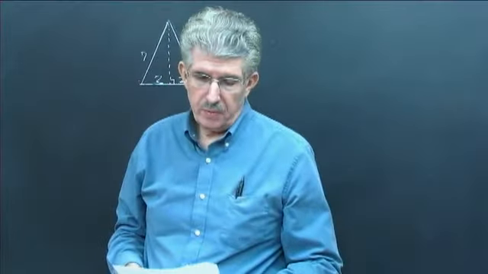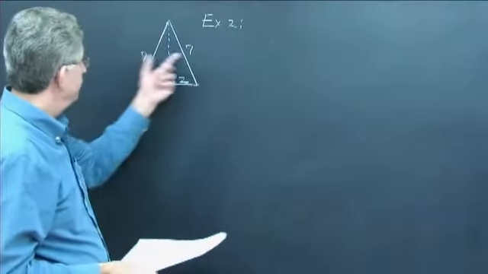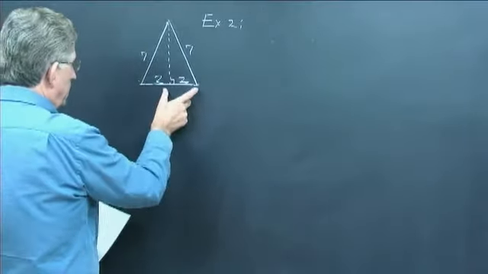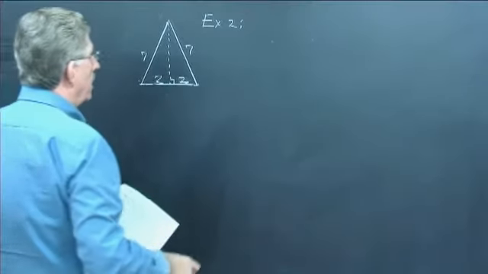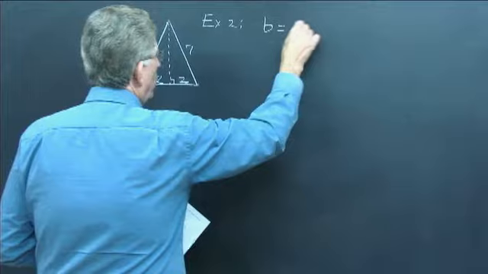Well, look with me at example 2. What we have here is an isosceles triangle. How do I know it's isosceles? The two legs are equal. We have a perpendicular drop that splits this side in two, 2 and 2. Let's identify the base as it asked me to do. So 2 plus 2 is 4.